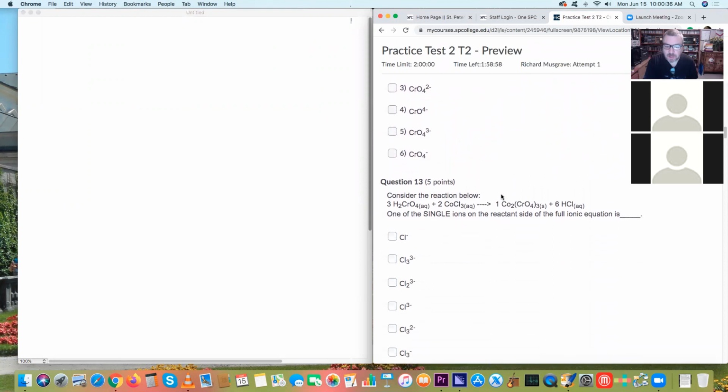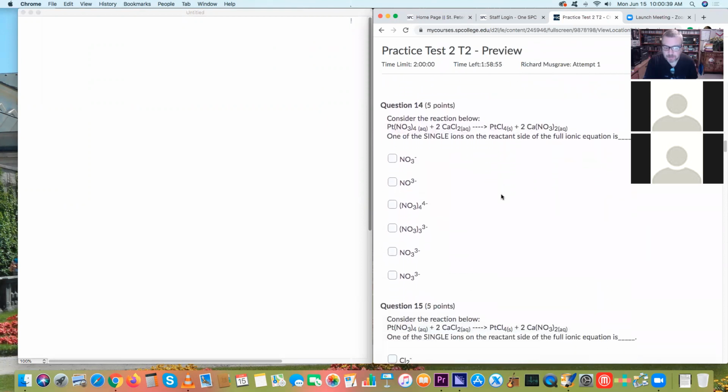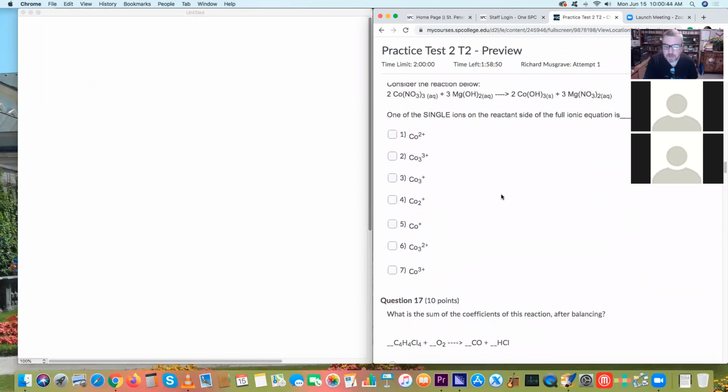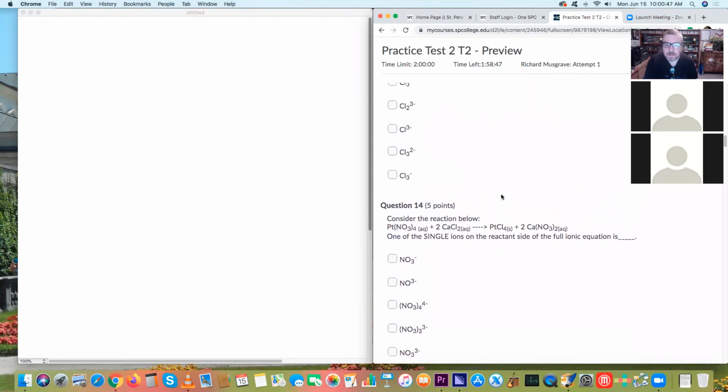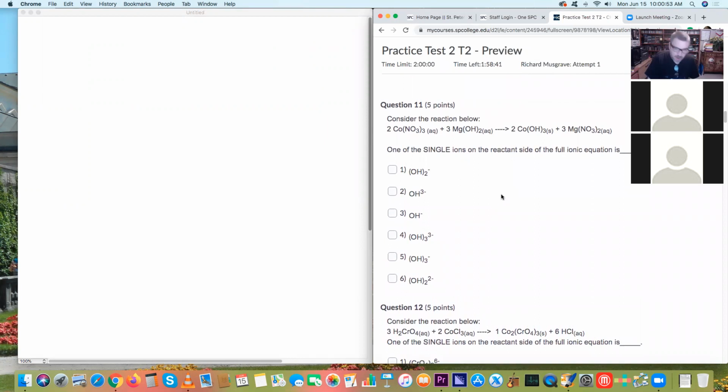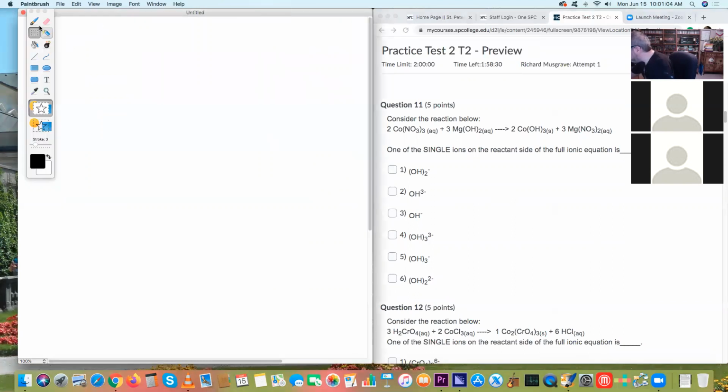It's good to go from 11 through 16, where we're talking about the different ions that are present in solution here. And for something like number 11, what I would do is look for the thing that actually had OH in it. You can see that's going to be the Mg(OH)2. And I would draw a picture of what that looks like. Then you can see it's going to be Mg2+ and then 2 OH minuses.